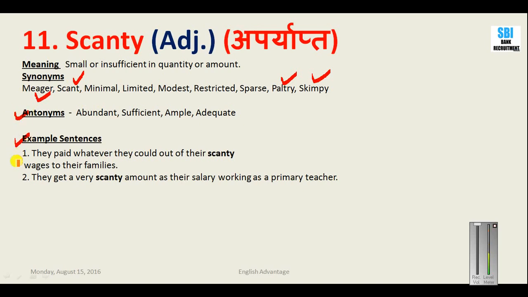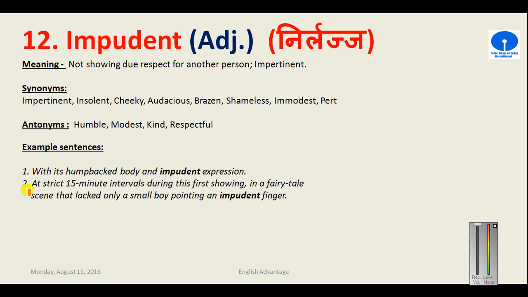Now let us look at the example sentence. They paid whatever they could out of their scanty wages to their families. Scanty wages means a very insufficient amount they used to get. They get a very scanty amount as their salary working as a primary teacher. Quite true. Primary teachers get a very insufficient amount. So scanty means a very little amount, a very insufficient amount. So this is what scanty means. Now let us look at the next word. Impudent is someone who is disrespectful.